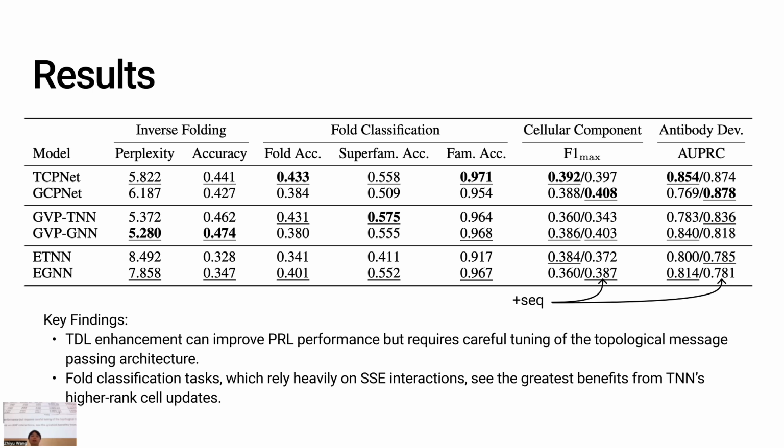Here are the results, and we can find that compared to TCP-net, GVP-TNN and ETNN are showing mixed results rather than consistent improvements. So the key takeaways here are, first, topological deep learning enhancement can improve protein representation learning performance, but requires careful tuning of the topological message passing architectures. And simple modification of existing work won't work. And second is that fold classification tests, which rely heavily on understanding secondary structure arrangements, see the greatest benefits from TNN's higher rank cell updates.